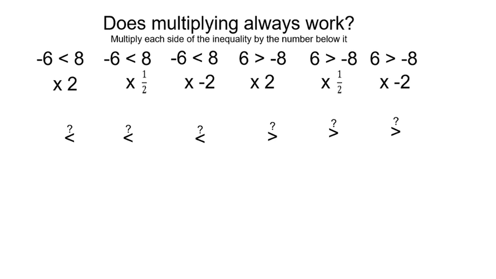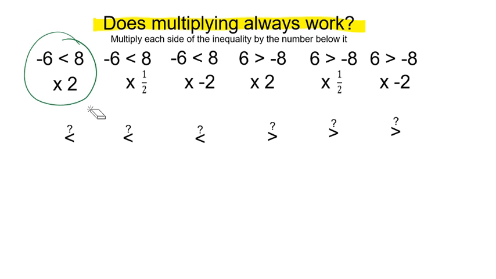In this video, we're going to be talking about multiplication and inequalities. And we want to know, does multiplying always work? So we're going to multiply each side of these inequalities by the number that's below it. So in our first one, we're going to multiply both sides by 2.